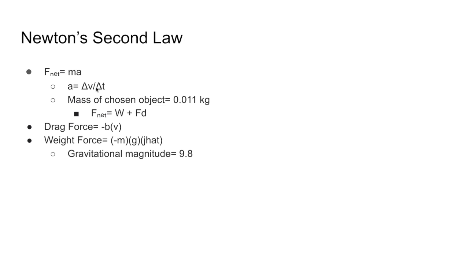Since Newton's second law is directly related to net force and inversely related to its mass, we can look at a variation of the law involving the weight force and the drag force. The drag force equals negative b, also known as the proportionality constant for the magnitude of drag, times the velocity of the object. The weight force then equals the object's mass as a negative, which in this case was 0.011 kilograms, times the gravity's magnitude, which is 9.8, times j hat, which is the unit vector in the positive y direction.